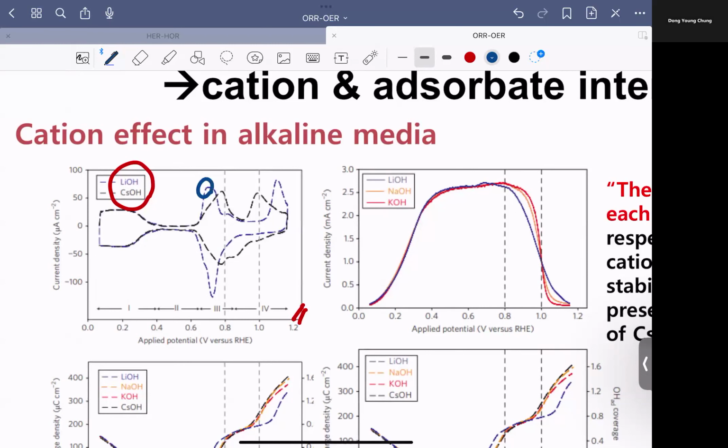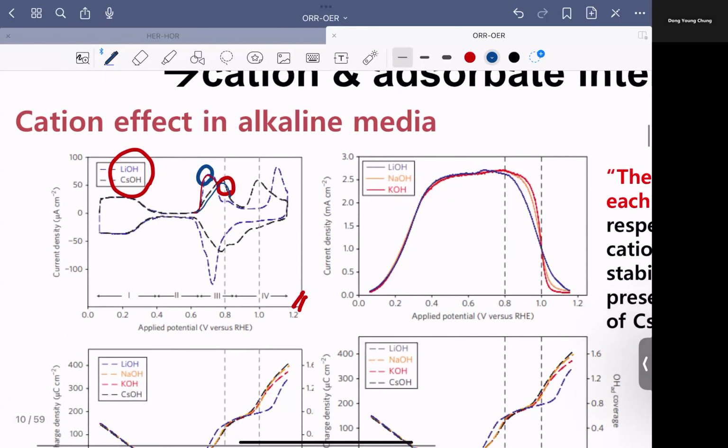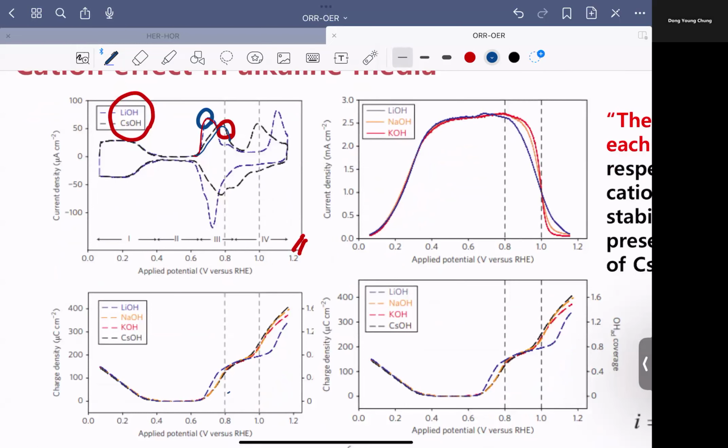So this one shows the lithium hydroxide and this one shows the calcium hydroxide. Not surprisingly, let's think about the OH coverage. As you can see, the OH coverage in lithium hydroxide is much more pronounced compared to the calcium hydroxide. So you can estimate that the surface coverage of the OH is much more significant when you handle lithium as a cation.